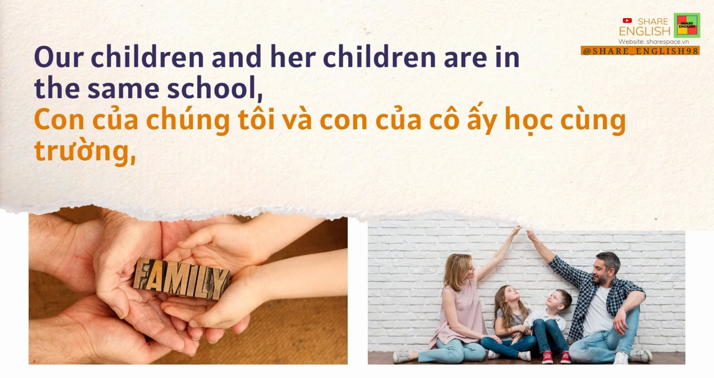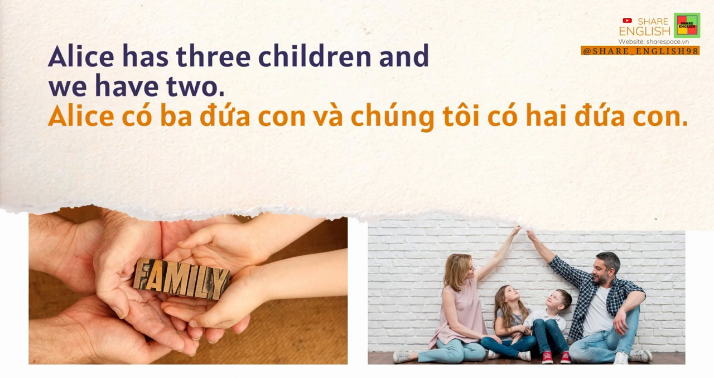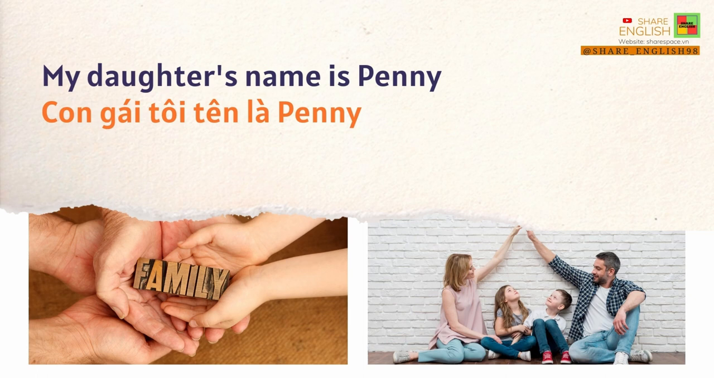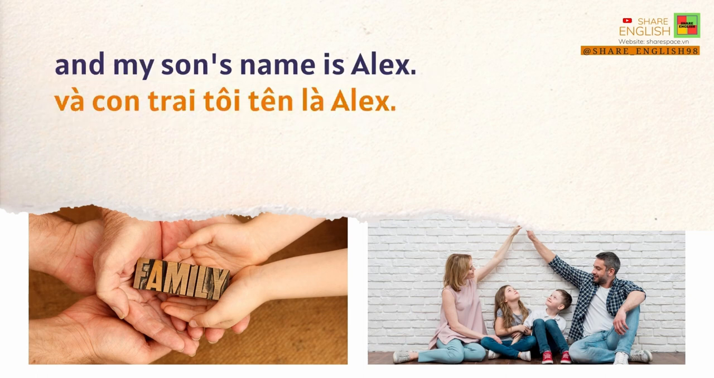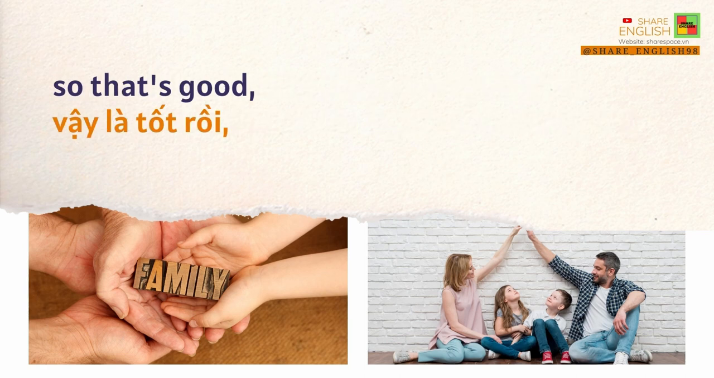Our children and her children are in the same school. And that's really nice. Alice has 3 children, and we have 2. 2 children and a cat, Sam. My daughter's name is Penny. And my son's name is Alex. The children's school is near our house. So that's good.